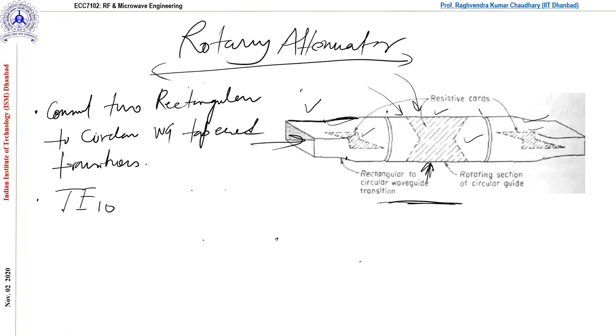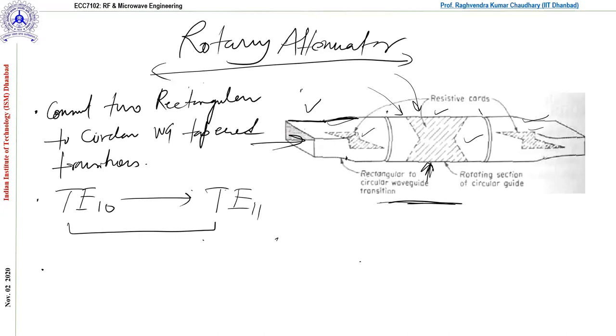So the incoming mode is the TE10 mode in a rectangular guide, and it is going to transform to TE11. This is the mode of the circular guide. Okay, so with this transition, there is a negligible reflection due to the tapering transition because there is a gradual change in impedances. Fine.